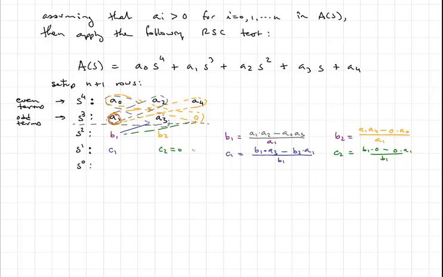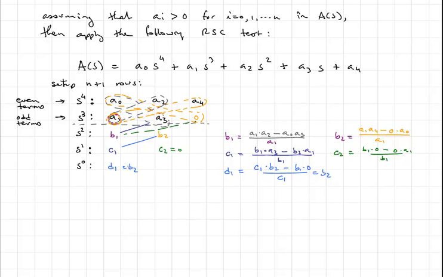Make sure I did that right. And then lastly, we would have D1 here, and D1 is going to be equal to C1 times B2, I'm sorry, minus B1 times 0, all of that divided by C1, and so it's simply equal to B2.